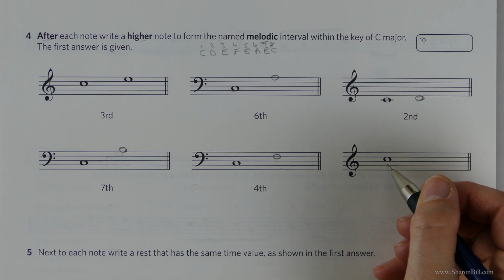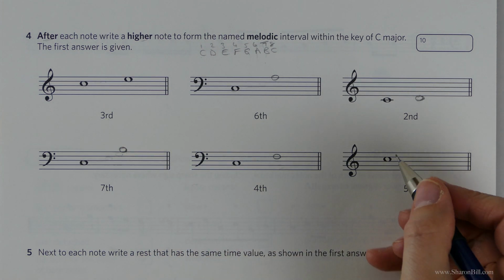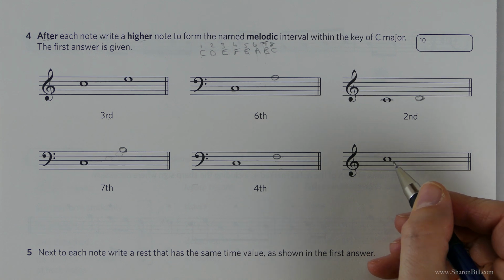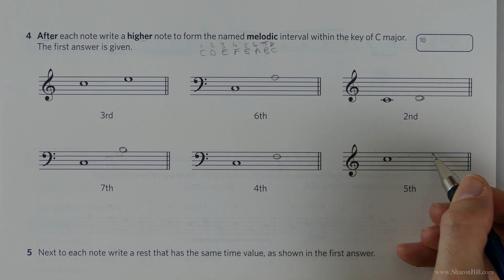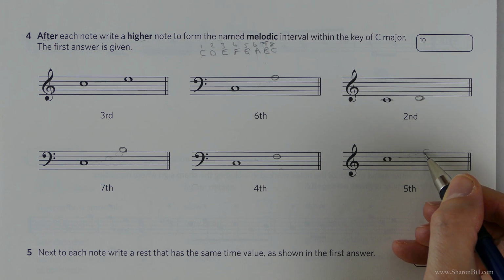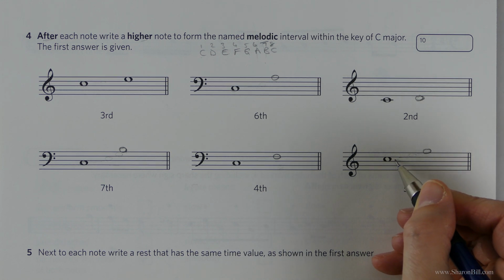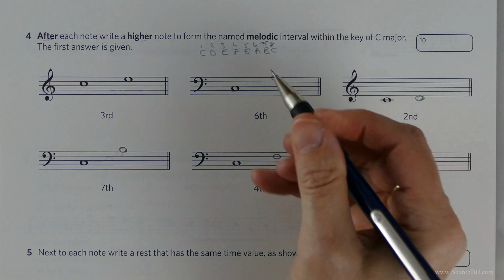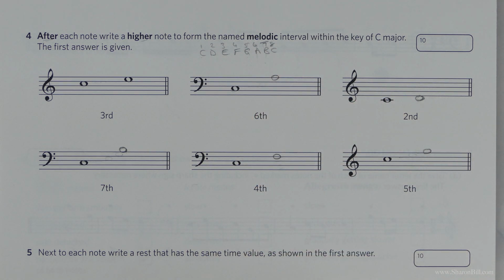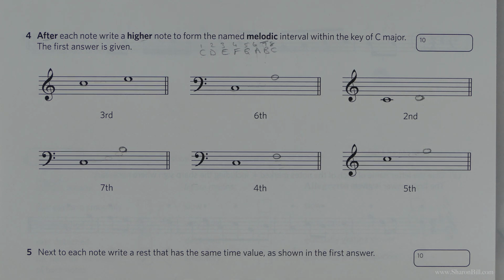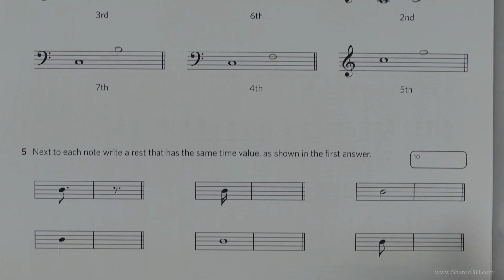And now we're back into the treble clef with a high C, and we want to find a fifth. 1, 2, 3, 4, 5 is the space. C, D, E, F, G. G is the 5th, and so we know we're correct. So there, that's that one done. And let's move on to the next question.